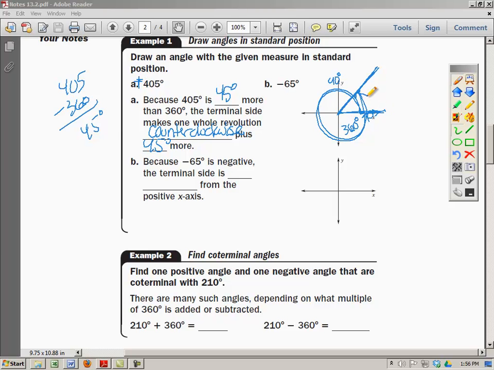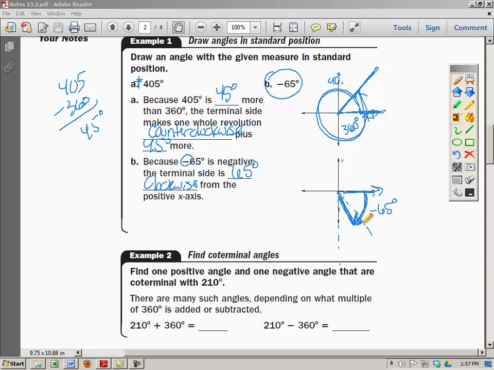That's a positive rotation. So a negative 65-degree angle would say start here in my initial side, being in standard position, and go down 65 degrees. Now 90 degrees would be right here. Okay, 45 degrees would be right in there someplace. And I can assume that that would be a negative 65-degree angle. Because negative 65 is negative, the terminal side is 65 degrees in a clockwise rotation from the positive x-axis.